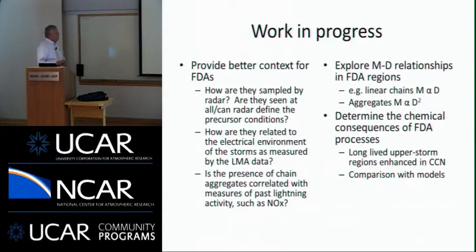Another thing I think it's worth looking at is, traditionally, you'd want to look at the mass-dimensional relationships. If it's a linear change, you'd expect the mass to be somewhat proportional to the diameter. If it's more of a round aggregate, you'd expect the mass to be proportional closer to the diameter squared. And then finally, determine the chemical consequences of this, looking for a source of long-lived upper storm regions that are enhanced in CCN. That's an obvious no-brainer. Some are going to be depositional crystals. Some are going to be frozen droplets. And the comparison with modeling has really just started.